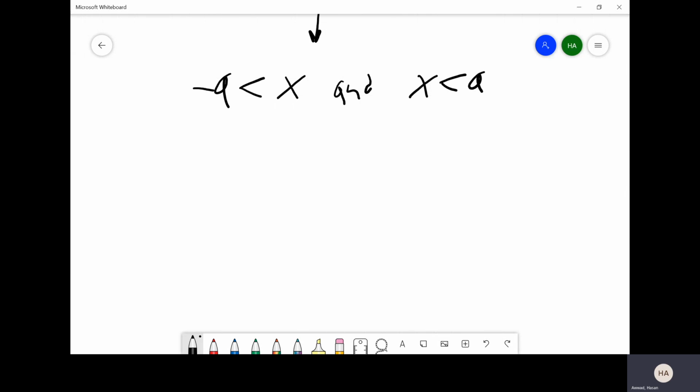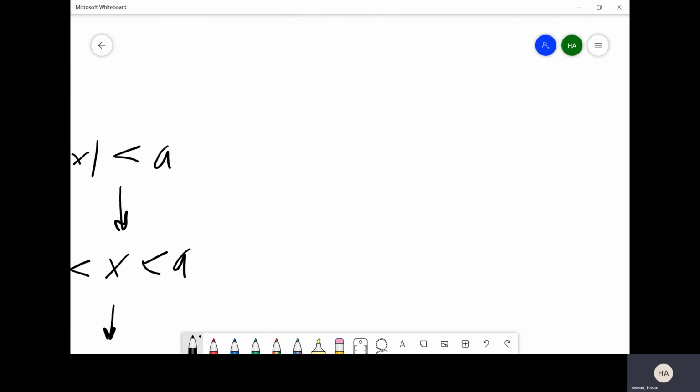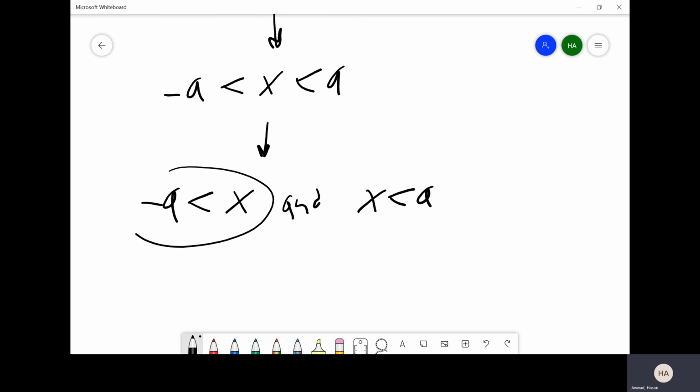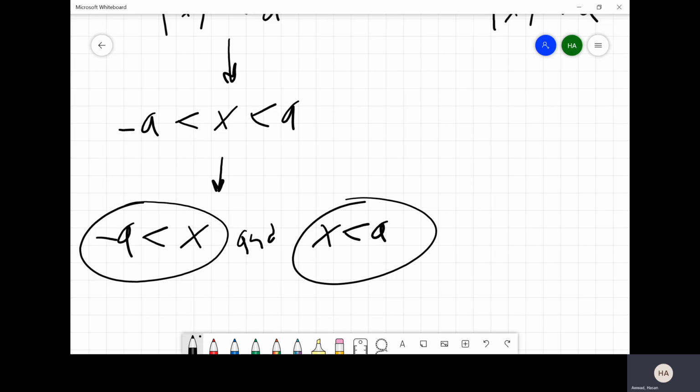Well, if we had the absolute value of x is greater than a, we're also going to have two different inequalities. And what we're going to see is it's basically just the flipped version of these guys here. So instead of -a is less than x, it would be x is less than -a. Instead of x is less than a, it's going to be a is less than x. So we'll write it out.